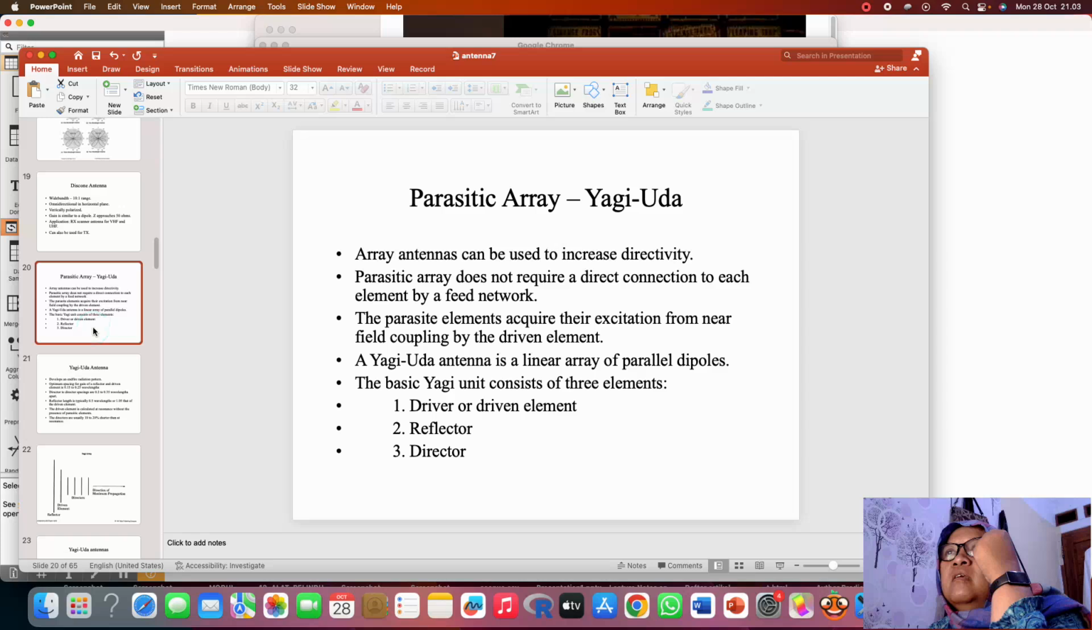And then the parasitic array, Yagi-Uda. An array antenna can be used to increase directivity. A parasitic array does not require a direct connection to each element by a feed network. The parasitic element acquires its excitation from near field coupling by the driven element. A Yagi-Uda antenna is a linear array of parallel dipoles. The basic Yagi unit consists of 3 elements: driver or driven element, reflector, and director.